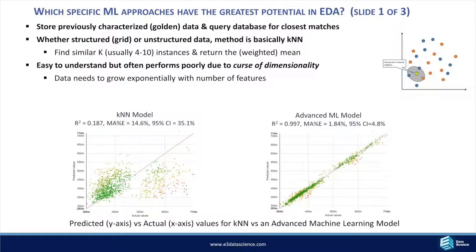Here's a plot of a prediction using a k-nearest neighbor model on the left. This is predicted versus actual data, versus an advanced machine learning model on the right. The one on the right is clearly what we want to achieve, where all the points line up on the line.